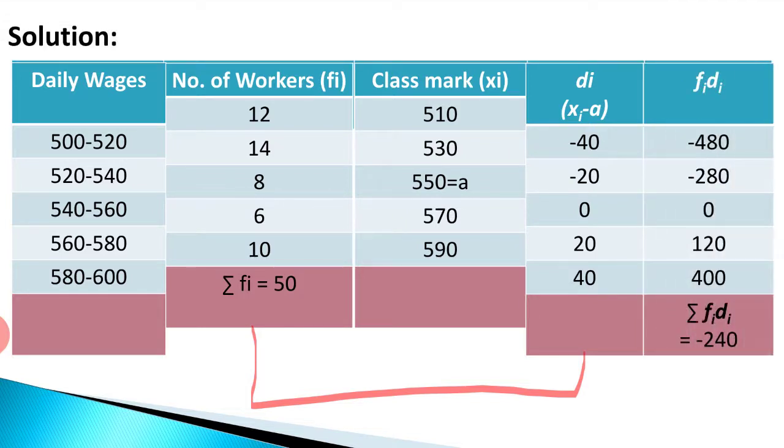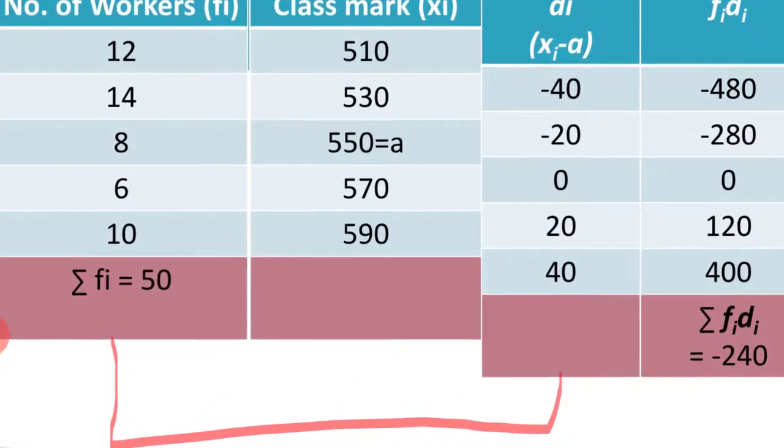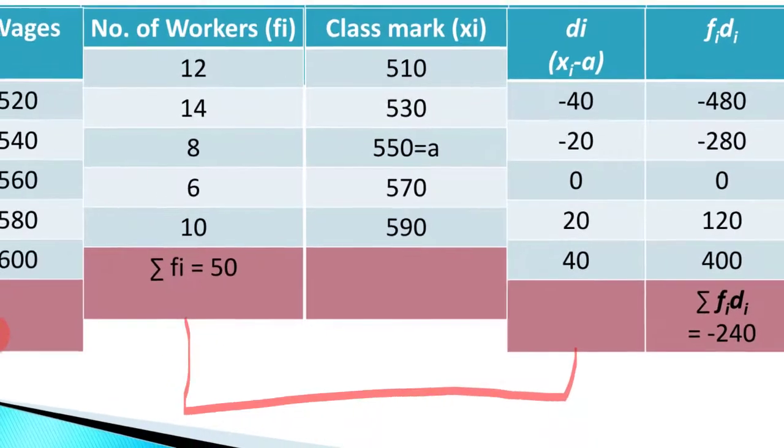So it is 12 into minus 40, so it will be minus 480. Can you see 12 into minus 40? Then 14 into minus 20, it will be minus 280. 8 into 0, it will be 0. 6 into 20, it will be 120. 10 into 40 is equal to 400. Is it not easy to multiply these numbers instead of multiplying 590 into, or 570 into 6, and 550 into 8? Then even addition of these numbers is very easy.